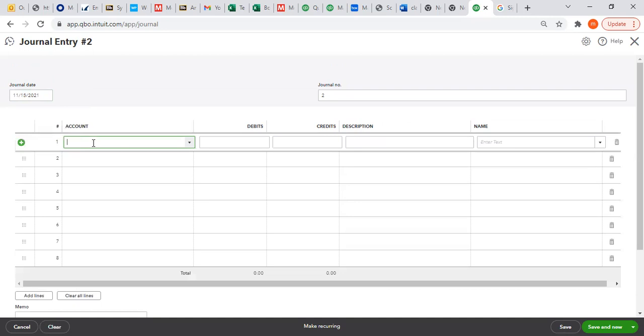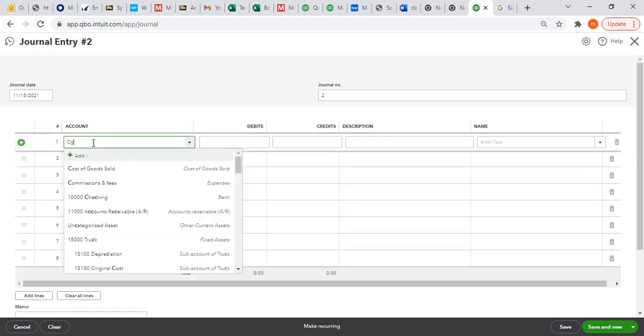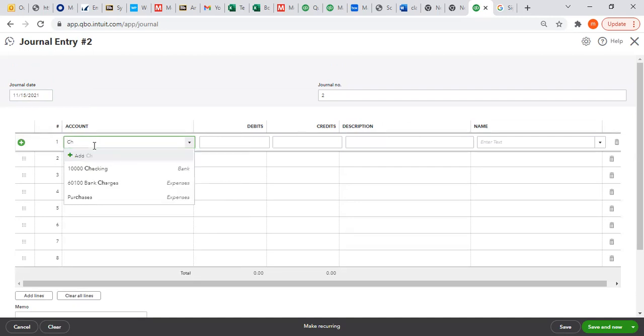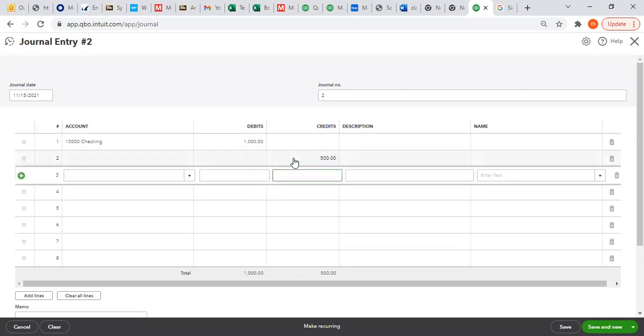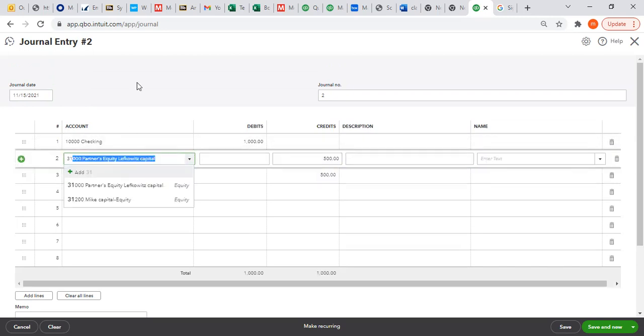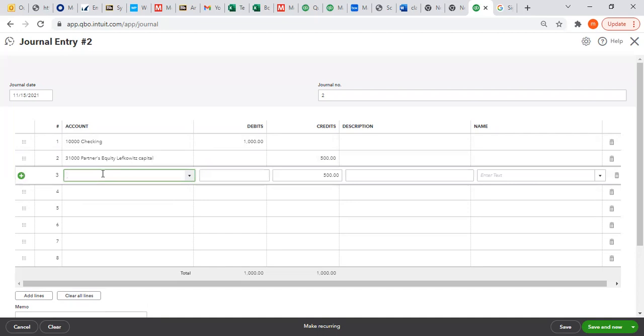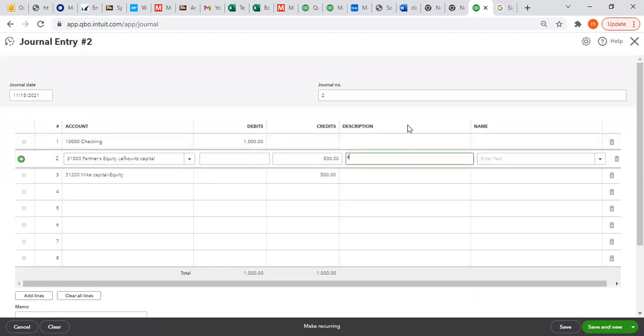Amount. Okay, account first. So account is going to be checking. I prefer to start with my debits. So checking, 1,000 equals to 2 lines, 500 and 500. So I know I'm separating it right away to 2 lines. And then I'm going to write the account. First one is 31,000, my name, Lefkowitz Capital, or your name capital, as long as you have the number 31,000. Second one is 31,200, which is Mike's capital. Okay, explanation, additional investment.